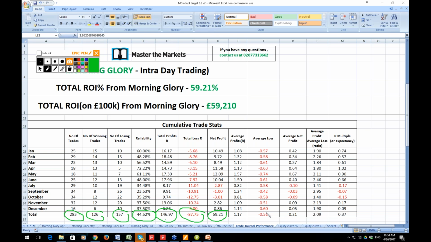Over here, 59.21%. Then finally the average profit, which is total profits divided by number of winning trades, gives me that. Average loss, average net profit, which is a different calculation altogether. After that, I'm doing the average profit-loss ratio. Look at that, 2.09. This is why my strategy is finally winning: even though I have low reliability, each winner makes a bit more than 2 times the average loss. Finally, you have your R multiple expectancy.